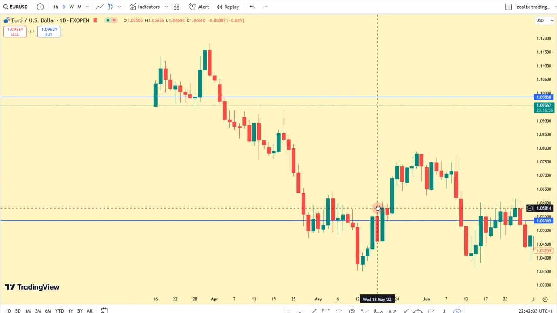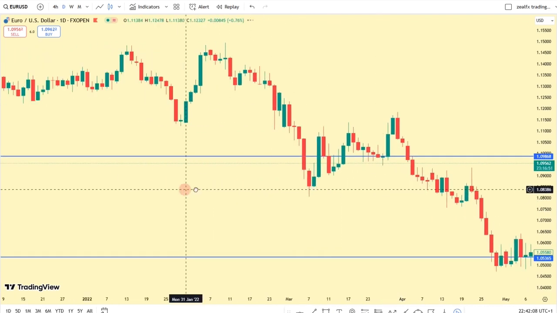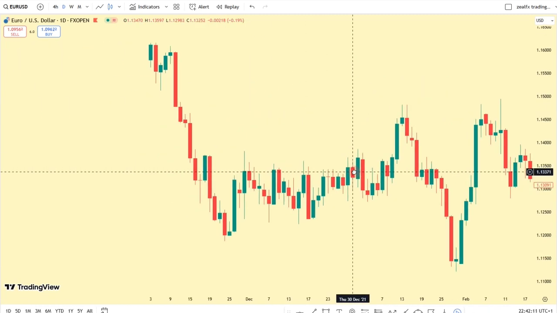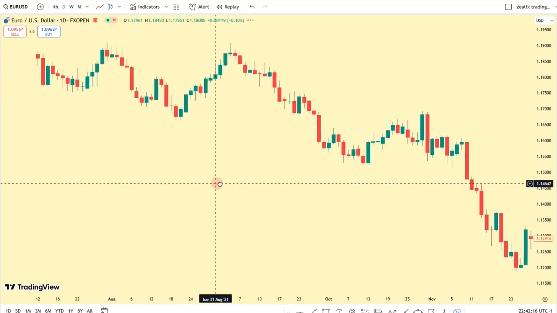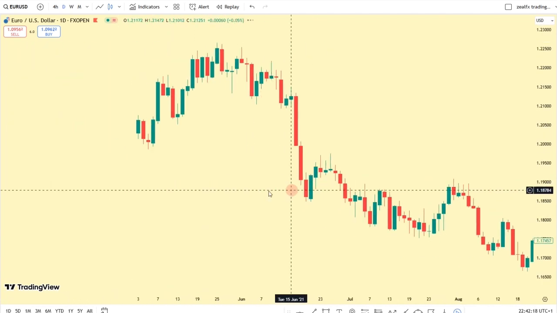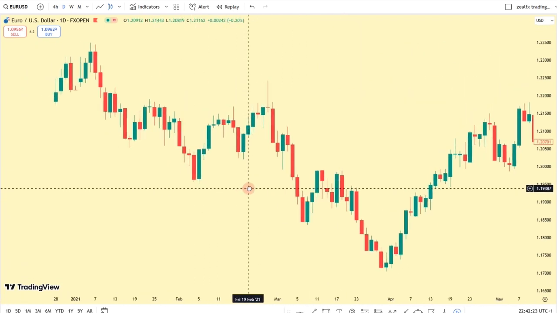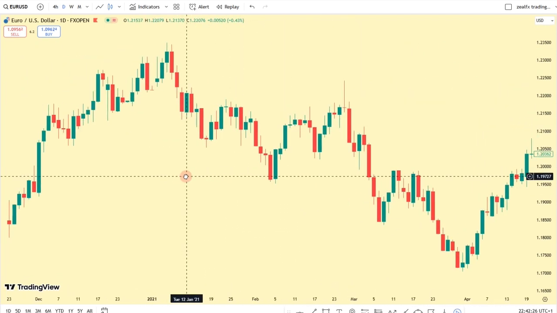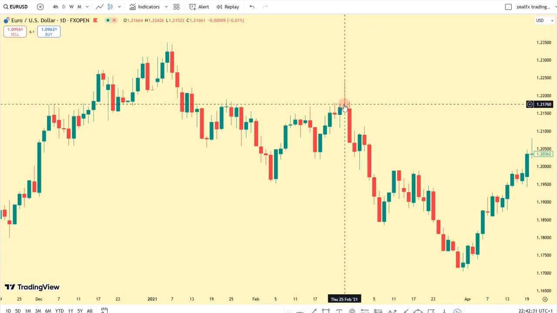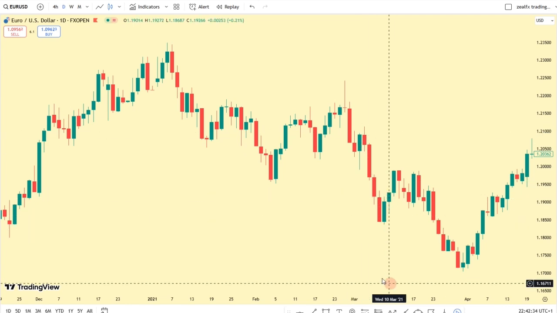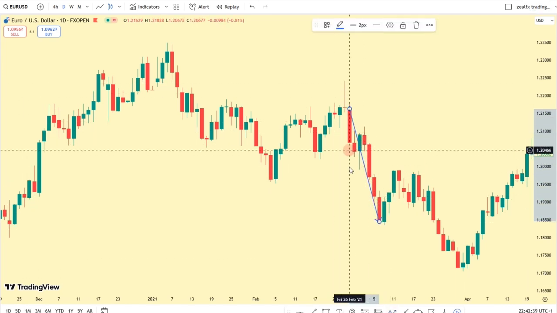So let me give more examples of false breakouts. Okay, I'm looking for the one for a bearish move. So we still have a bearish move example. So we have a false breakout at this level. You can see price tested this previous high and failed to close above it. You can see how price pushed to the downside. So this is how you identify your false breakout.